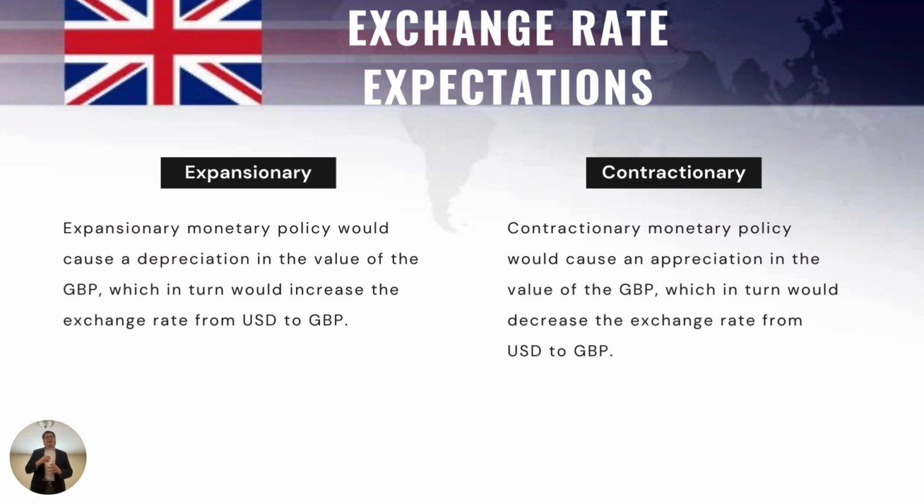And in making the Great British pound a little bit less valuable, you start to even that out, which might help international trade between the US and the UK, because it's bringing it close to that one exchange rate, which means the value of their currency is the same. Now, contractionary monetary policy would cause an appreciation of the value of the GBP, which in turn would decrease the exchange rate.